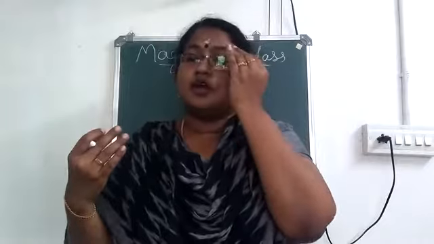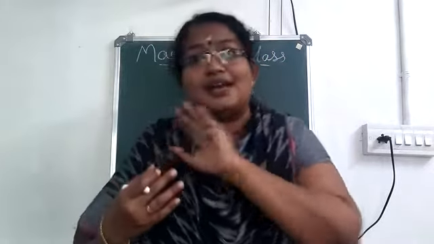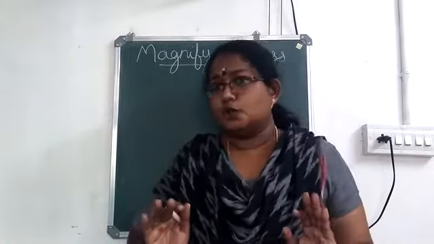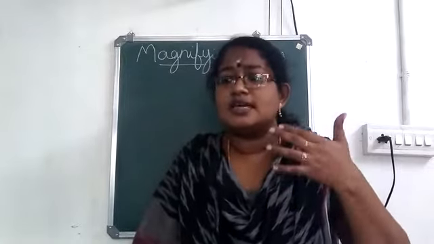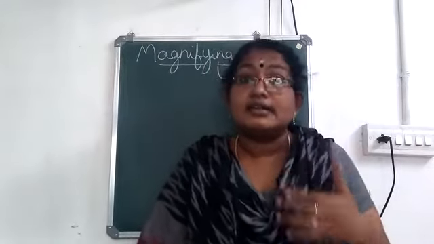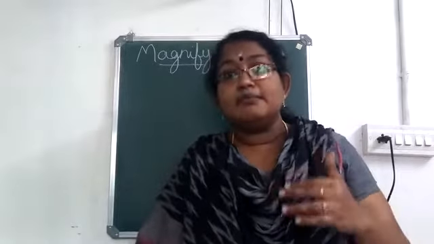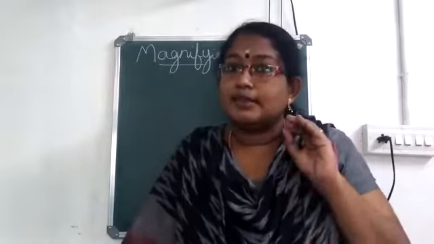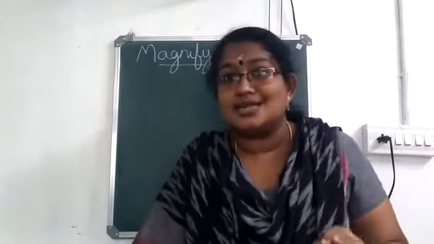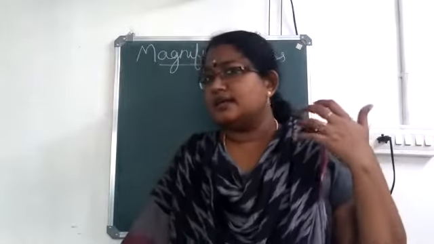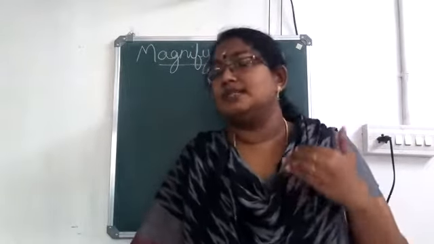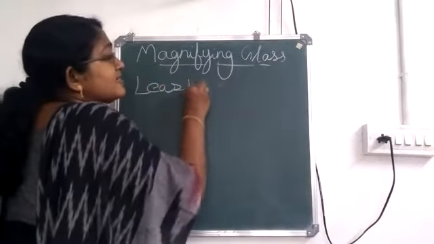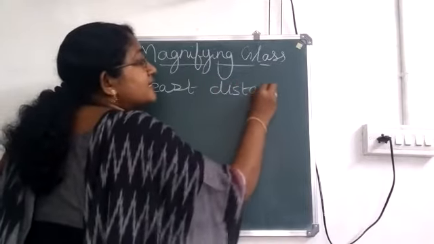So if you're keeping an object very close to the eye, we can't see that object clearly. Our vision will be blurred. So if you want to see an object distinctly and clearly, there should be a minimum distance between the eye and the object. Okay? And if you keep the object at that minimum distance, then only it can be clearly seen. And this minimum distance is called the least distance of distinct vision.